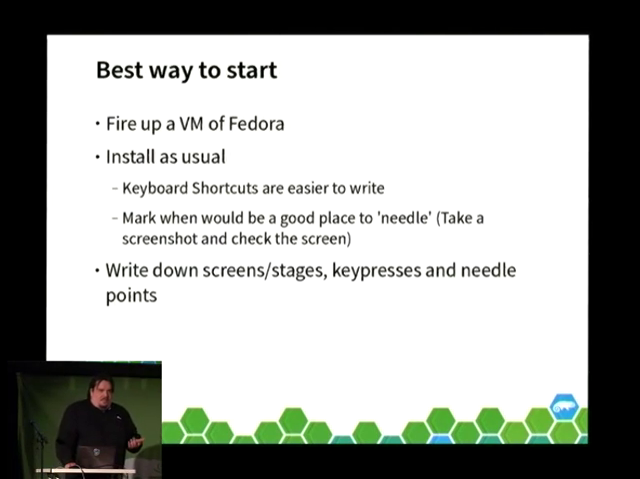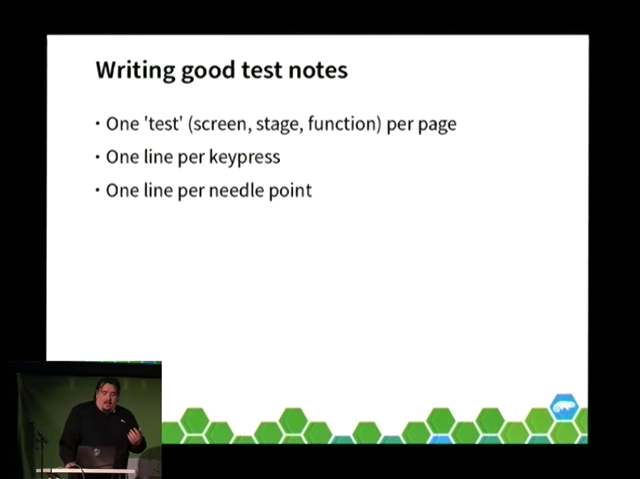So when you're doing the installation, the way I would recommend it with the notebook is to have one test per page. So if you think of what you're testing, split it into sensible logical groups. So in the case of, let's say, YaST or Fedora, that's easy. Pretty much every screen of the installer makes a perfectly natural next stage. So that's one piece of paper per test, one line per key press, and one line per needle point. So you just basically have this nice long list of all the instructions you're going to need to automate this test.